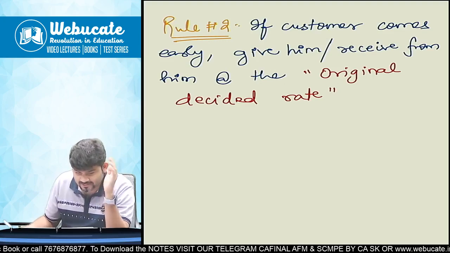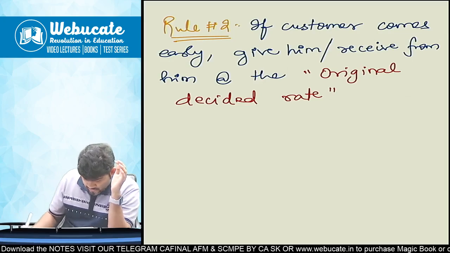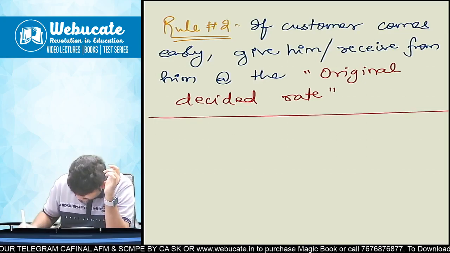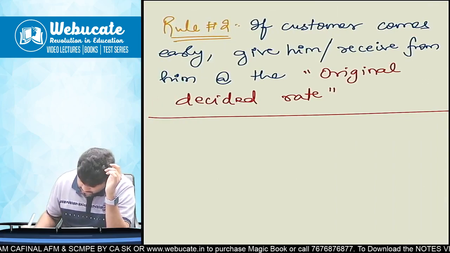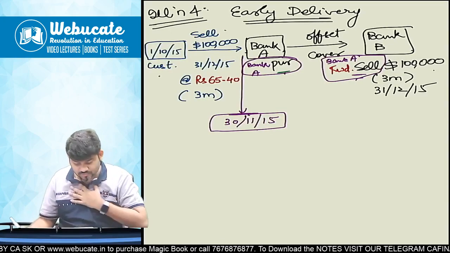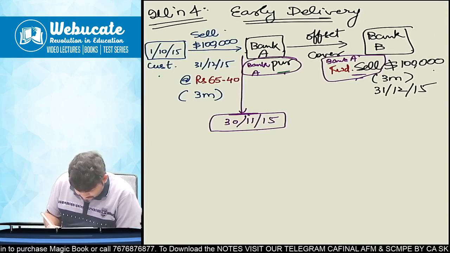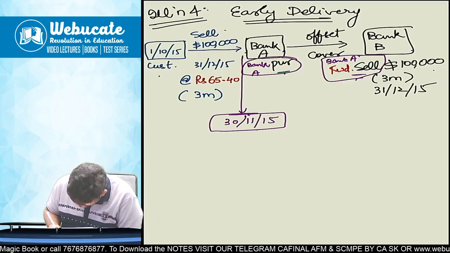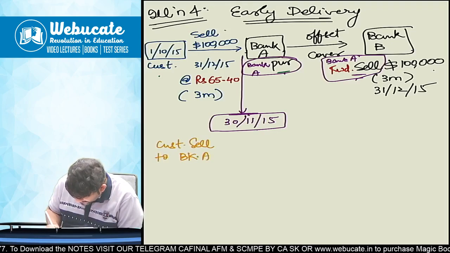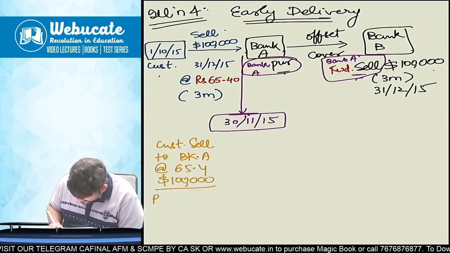Wait, wait, brother, wait. So, what is the original decided rate? Okay, so we will have to honor the transaction at the original rate. What is the original decided rate, guys? I'm asking you. 65.4. So we will write here that customer sells to bank A at the rate 65.4, $1 lakh. Okay.